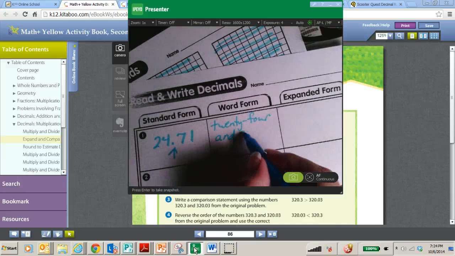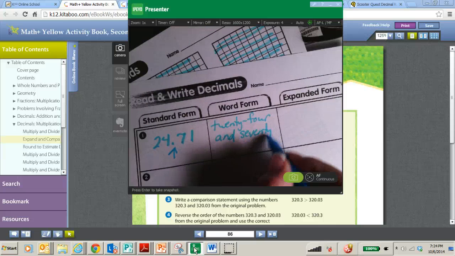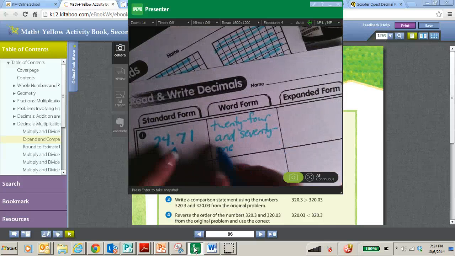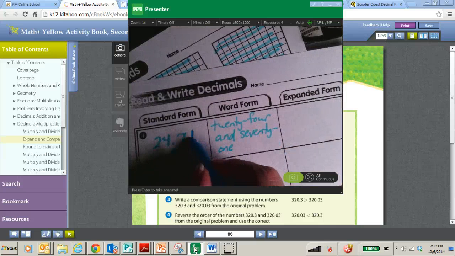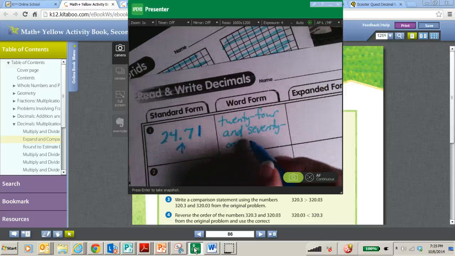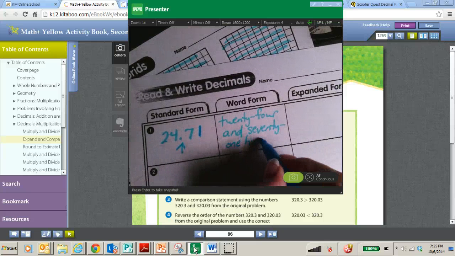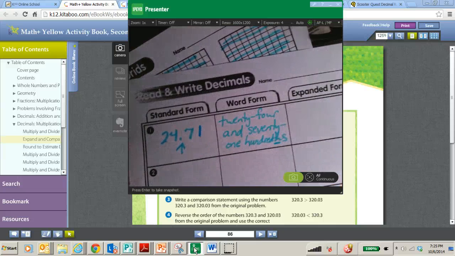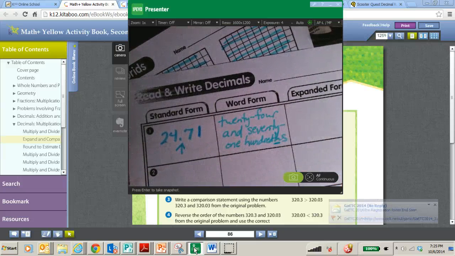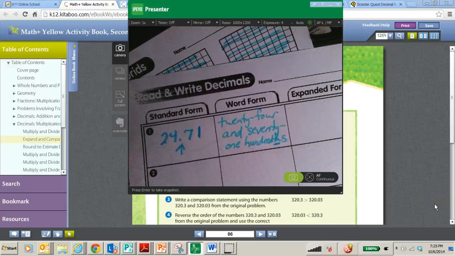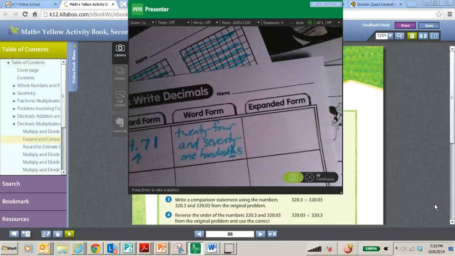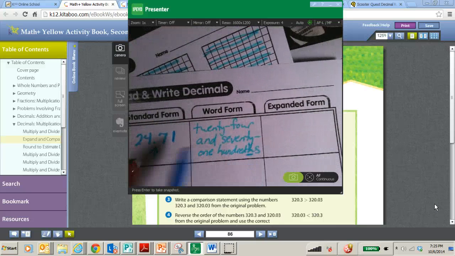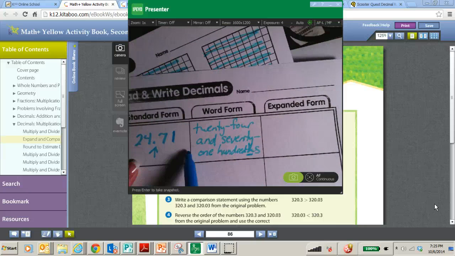And then we have 71, and I always use whatever the digit is in the last spot, I use that word, and we have hundredths. It's important that we encourage students to write that TH when they're decimals. We have our tenths, hundredths, and then thousandths. And then the tricky part comes to expanded form. So we're going to write 24 and 71 hundredths in expanded form.